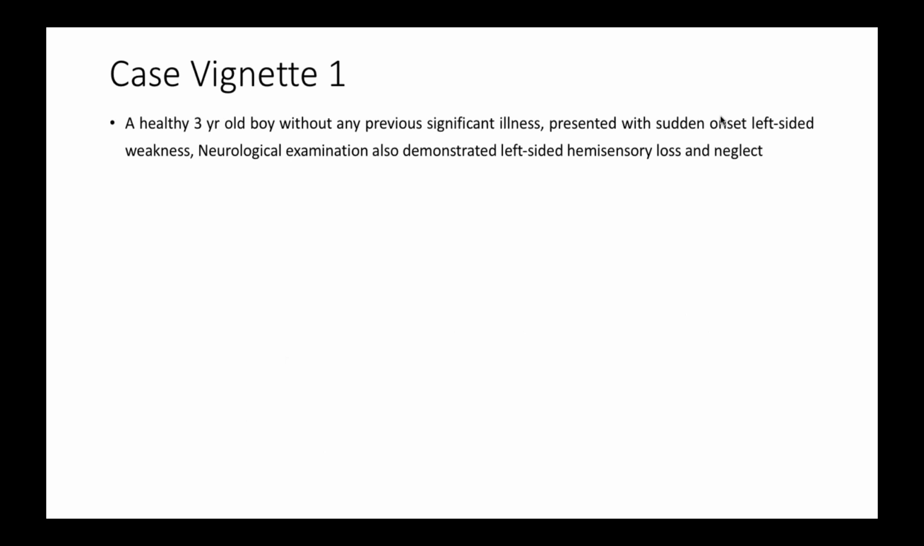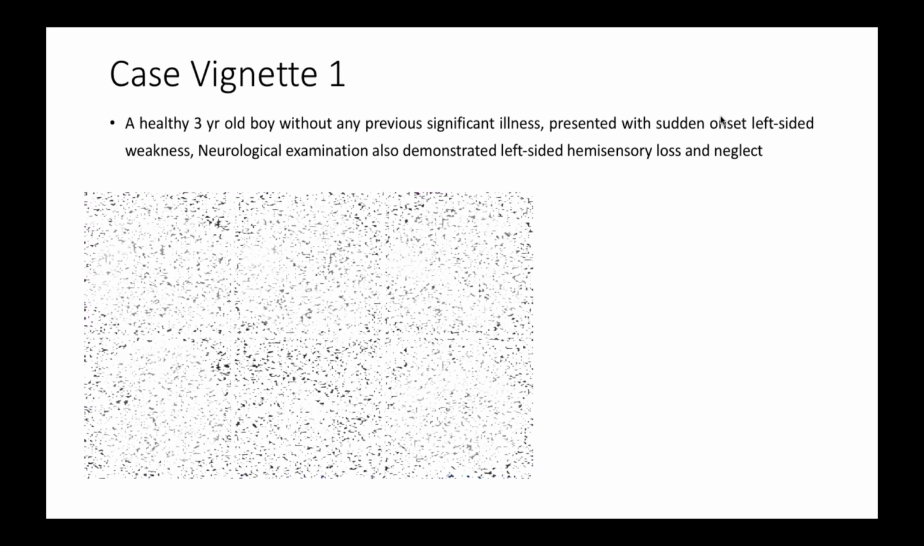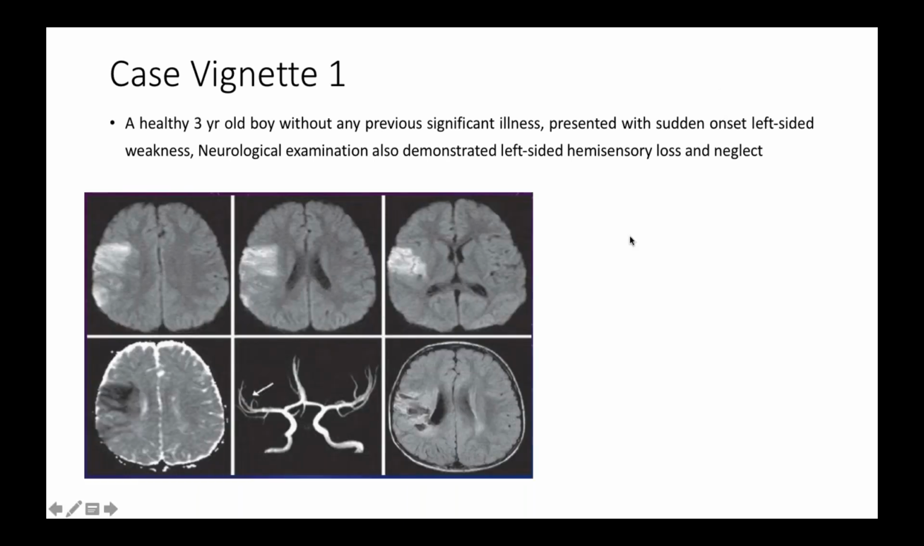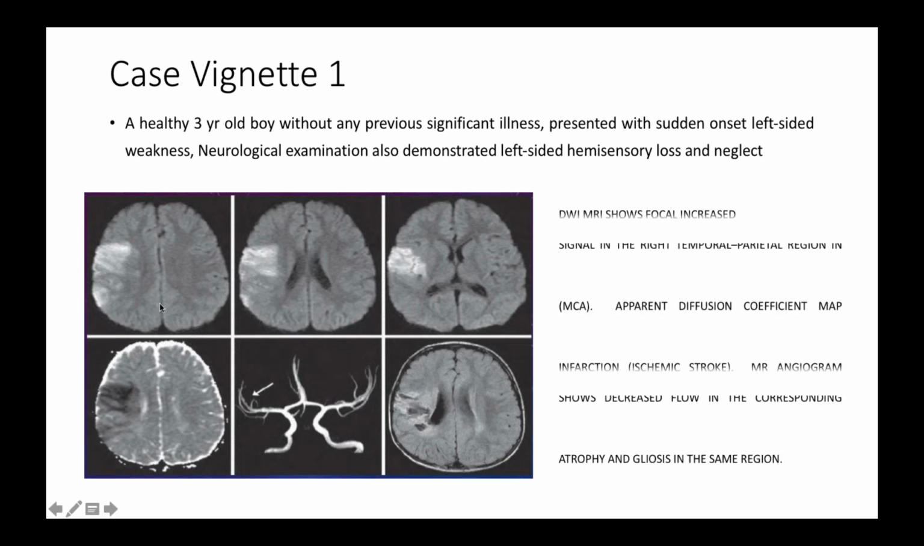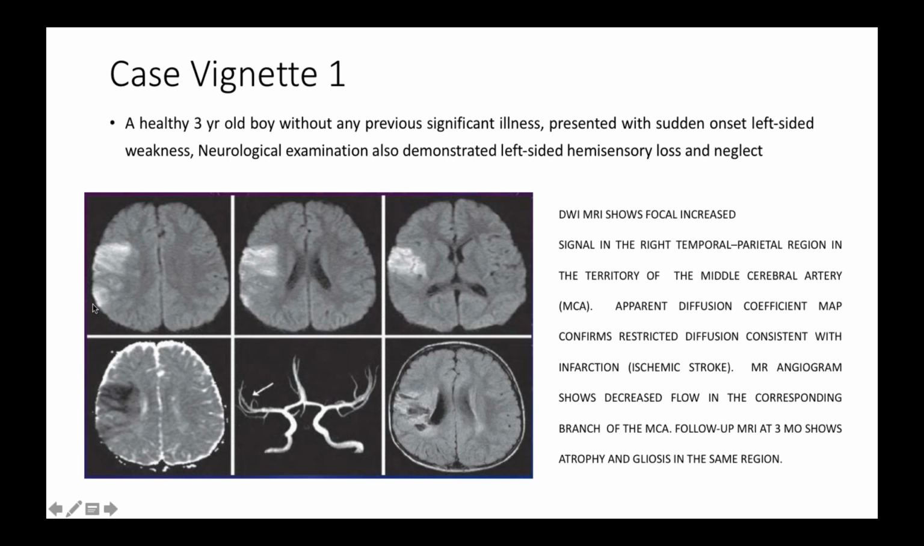This is just a case we can discuss. A healthy 3-year-old boy who doesn't have any previous significant illness comes with sudden onset left-sided weakness. The neurological examination demonstrates left-sided hemisensory loss and neglect. When we do neuroimaging, we can see that there is an area of infarct. There is increased signal intensity in the right temporal parietal region, and this is in the distribution of the MCA. When MR angiogram is done, you can see that there is occlusion in the corresponding branch of the MCA if we compare it from the left side.